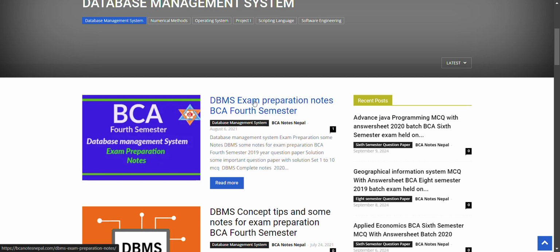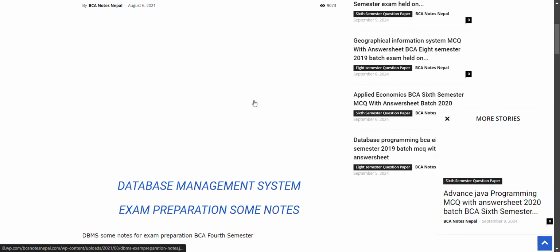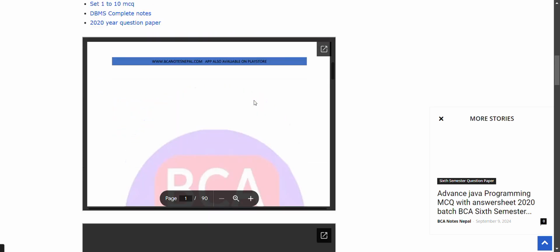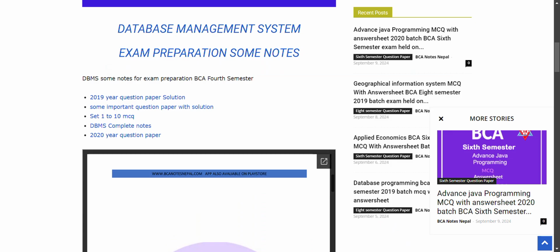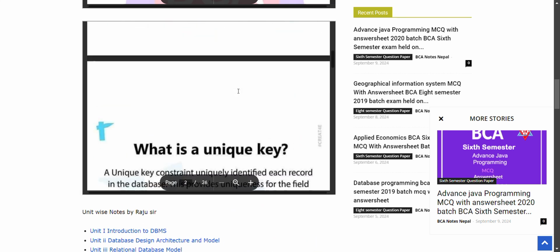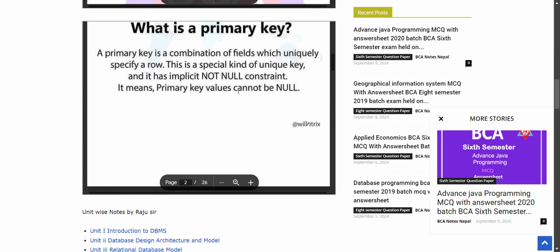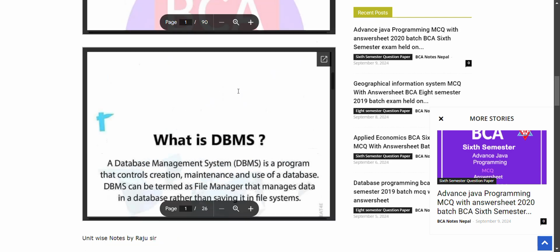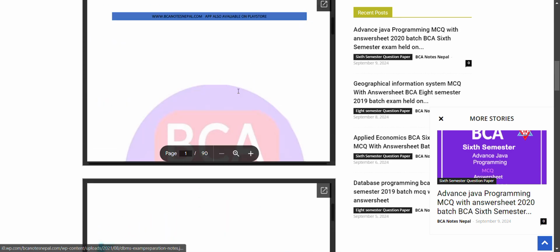And today we are going to see the note from DBMS. I think yesterday also we have seen this note. Now I think we will move towards this note.